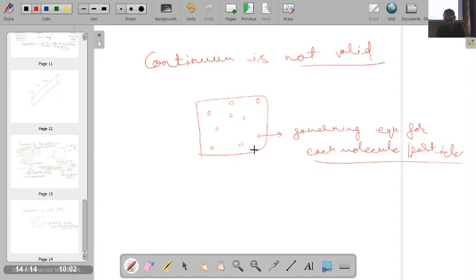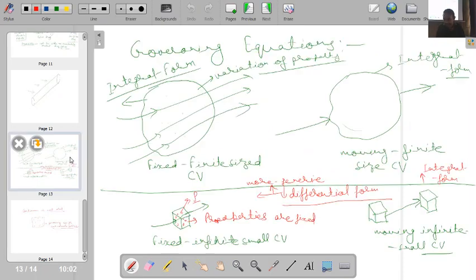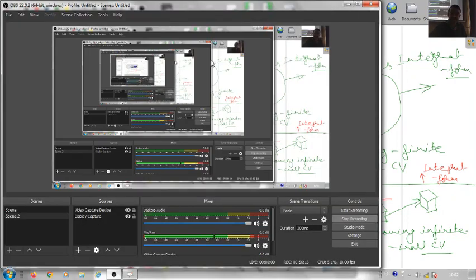But these molecular interactions, in this course of compressible flow, we will not be doing. So we will mostly be dealing with the integral or differential form of the governing equation. I will stop now, and in the next lecture we will start with the derivation of the governing equations. Okay.